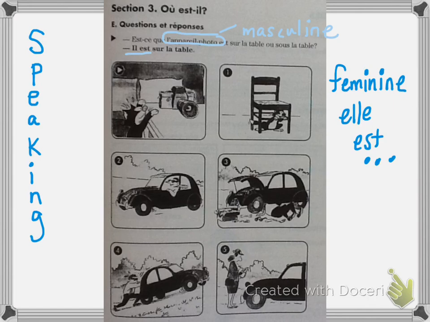Il est derrière la voiture. 5. Est-ce que la dame est devant la voiture ou derrière la voiture? Est-ce que la dame est devant la voiture ou derrière la voiture? Elle est devant la voiture.